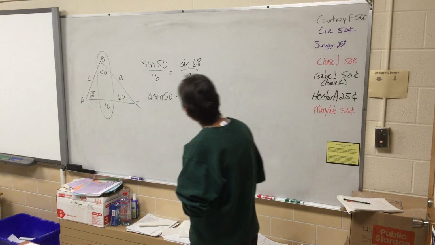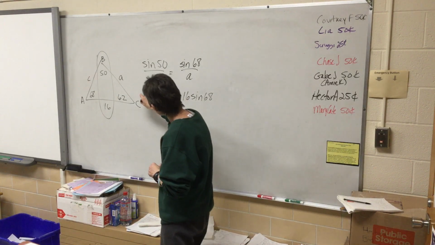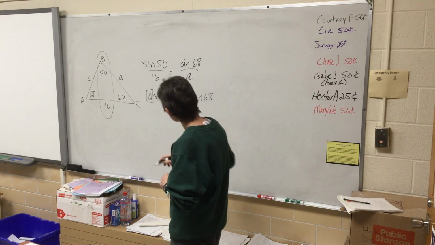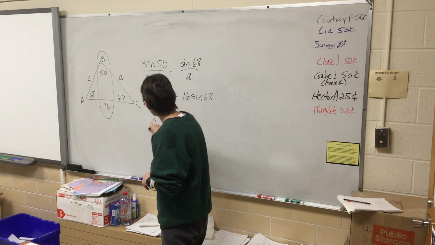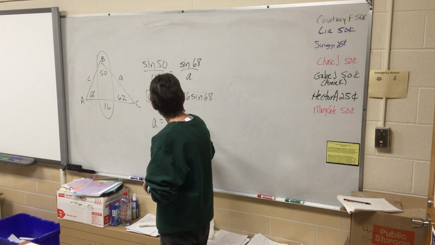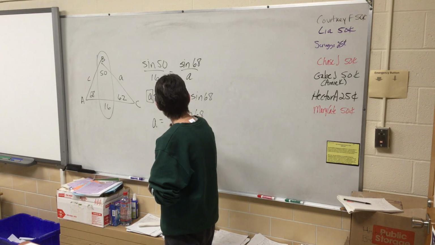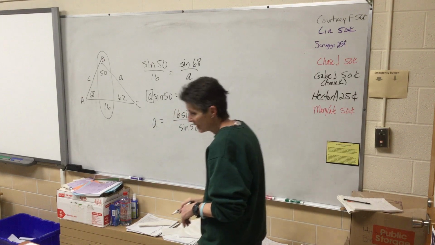Divide. And remember what your variable is, so you want to divide by the other thing. We're going to divide by sine 50. So 16 sine 68 over sine 50. I just type that in.